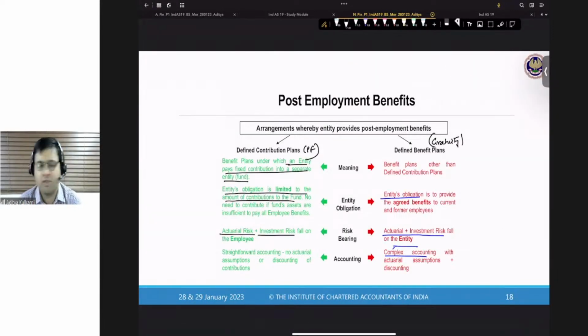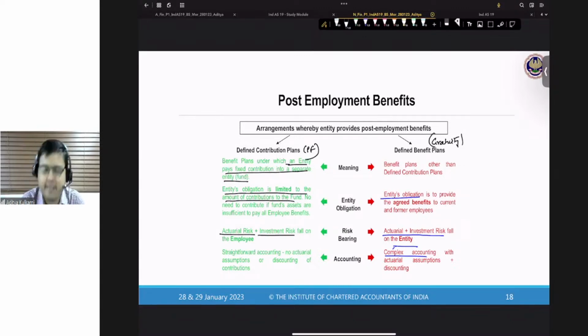Then we came to post-employment benefits. When we talk about post-employment benefits, they are broadly categorized into two parts. One is defined contribution plan and the other is a defined benefit plan. When you talk about a defined contribution plan, you can think in your mind that it is something similar to a provident fund. So the employer contributes the benefits in a provident fund. And on retirement, resignation or superannuation, the employee will go to the PF trust to get the money back.